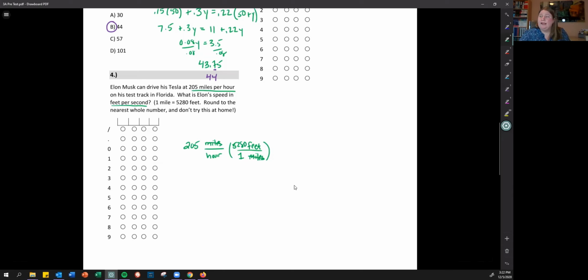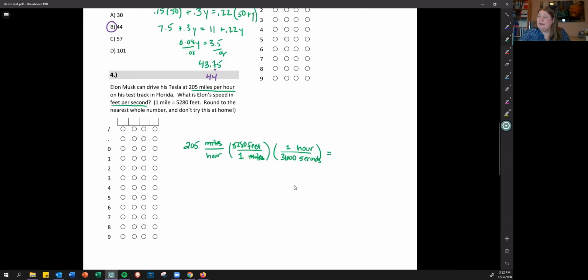So before I'm done, I still have to take care of hours. Right now, hours is in the denominator. I want to cancel it. So I'm going to put that in the numerator, and the new unit that I want to bring in is seconds. So let's remember that 1 hour has 3,600 seconds. It's a great number to memorize. It's just 60 times 60.